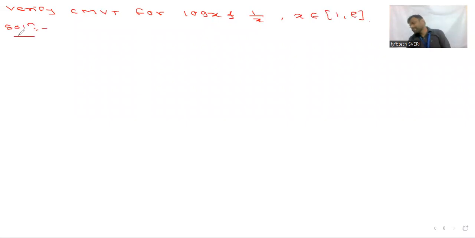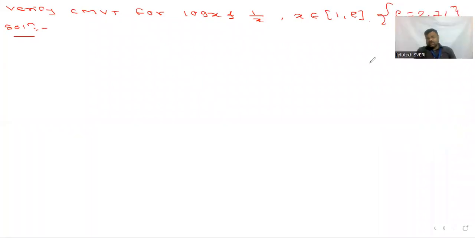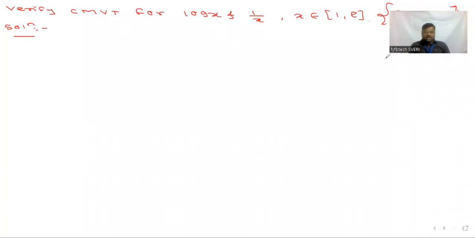What is the value of e? Press e on your calculator. We need only two digits: e is equal to 2.71. Then you got the value of e. Similarly pi by two is 3.14 divided by two.